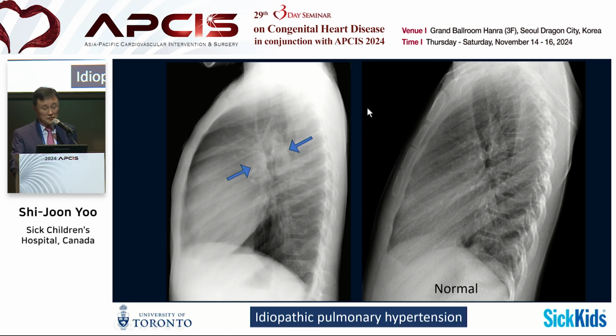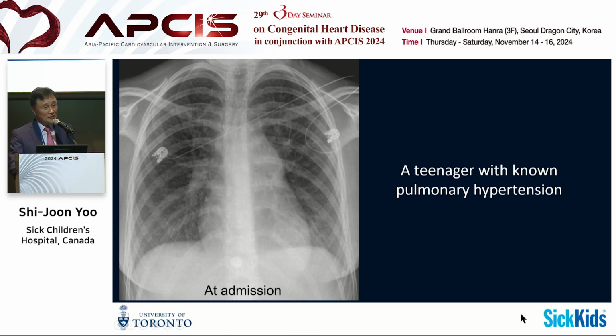Okay, so this is a comparison. This is a normal chest lateral view. You see the right and left pulmonary arteries are not very large here. That makes the huge mass. Okay, this is a teenager with known pulmonary hypertension. So you have a prominent pulmonary arterial segment, and the lungs appear a little bit dirty. Vessels are not clearly visualized, although they are shown.